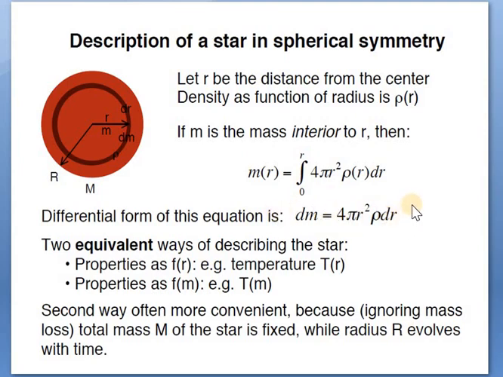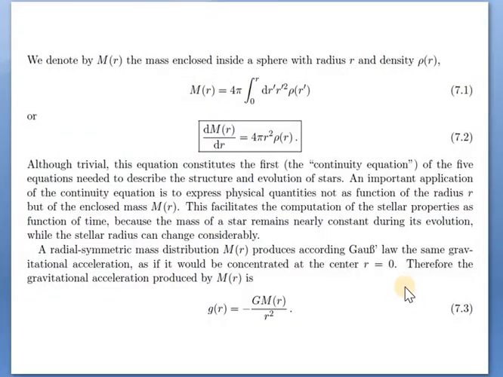Note that there are two equivalent ways of describing the star: one as a function of the distance from the center, another as a function of this mass m. Now we have found that the second way, as a function of the mass m, is more convenient, because the total mass m of the star is fixed, right? The total mass of the star is fixed, while the radius r evolves with time.